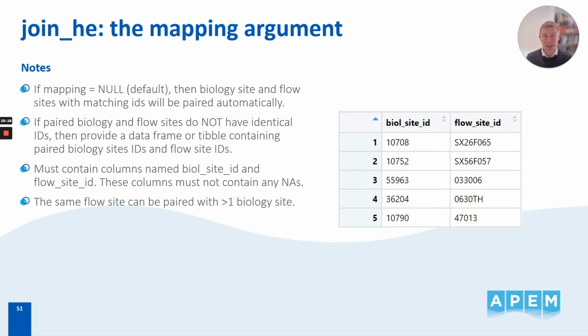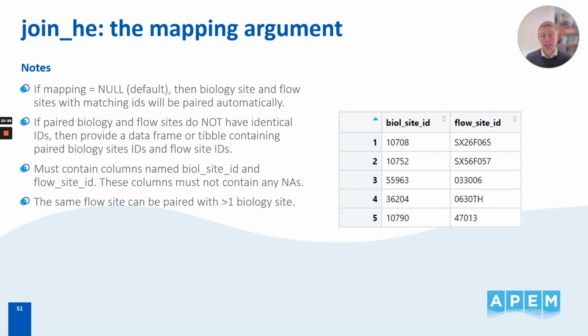First and the simplest of those arguments is the mapping argument. The mapping argument allows us to define how the biology sites should be paired up with the flow sites or gauging stations. We can do this by defining a simple lookup table, which incidentally forms part of the metadata table that we looked at earlier on in this course. On the screen here, we've got a very simple example. We've got 5 different biology sampling locations, and each of those is then paired up with a flow site ID, i.e. a nearby gauging station.